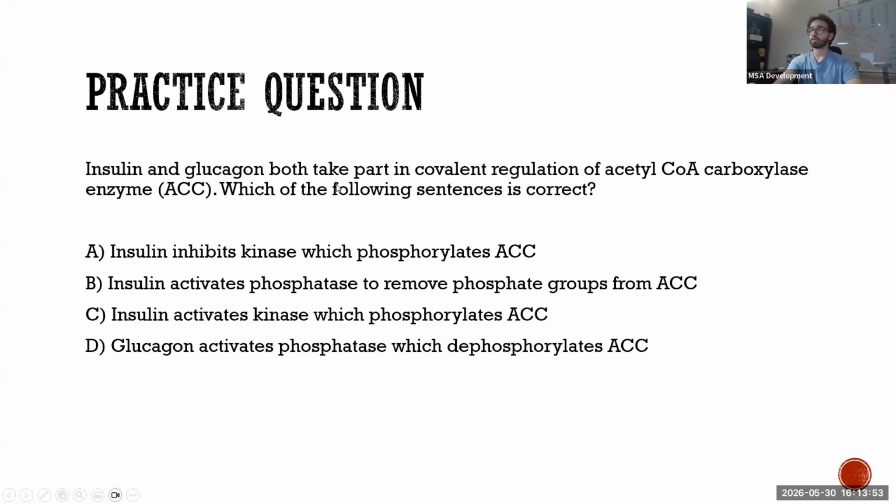Insulin and glucagon both take part in regulating acetyl-CoA carboxylase, so which sentence is correct? It will be this one. Insulin will activate the phosphatase to remove the phosphate group from acetyl-CoA carboxylase. Why? Insulin means we are well fed, we have a lot of energy, but we want to change this energy to fatty acids to store them. Glucagon doesn't activate phosphatase. It activates AMPK, which phosphorylates the ACC, leading to its deactivation.